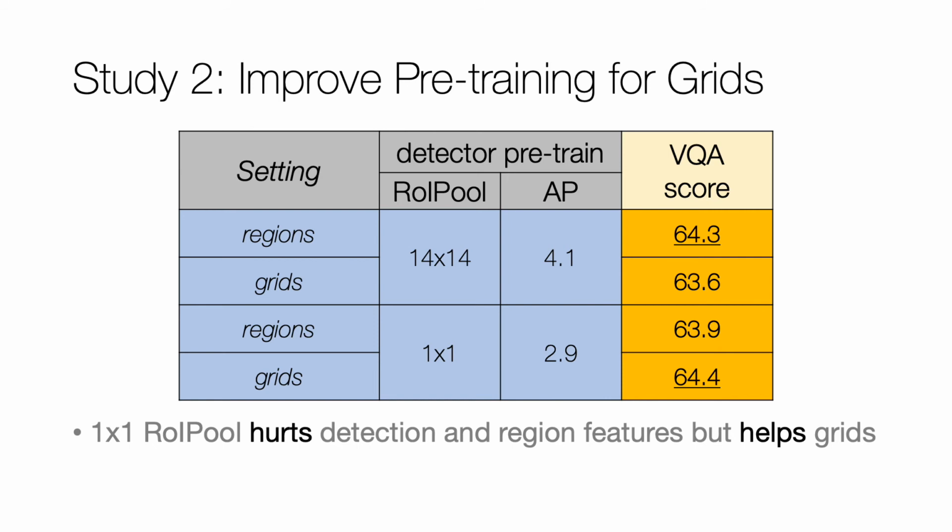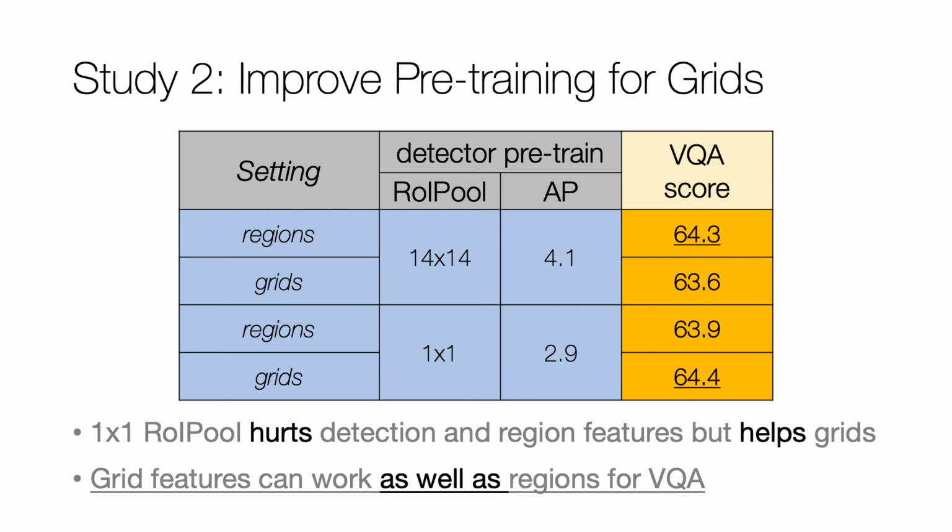One intuitive explanation is that since using a single vector to do object detection is a more challenging task, the grid features in the backbone are trained to be stronger and more representative. Overall, these two studies deliver the main message of our paper: grid features can indeed work as well as region features for the VQA task.